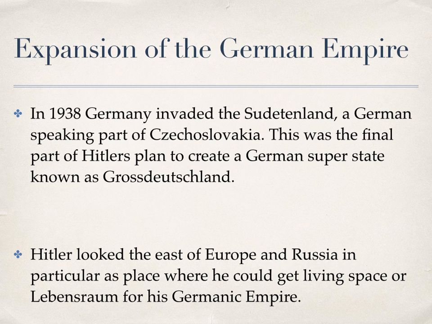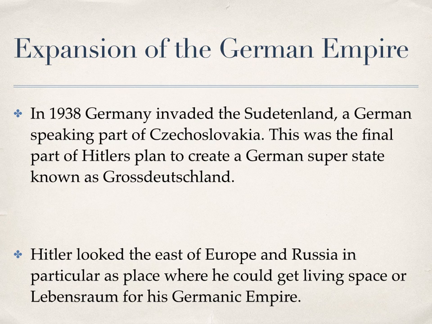The second part of the Nazi foreign policy was the expansion of the German empire. So in 1938, after the Anschluss with Austria, Germany invaded a place called the Sudetenland, which was this German-speaking part of Czechoslovakia. This was the final part of Hitler's plan to create a German superstate known as Grossdeutschland, which would have all the Germanic-speaking people in this one country. So people of Germany, of Austria, and of the Sudetenland.